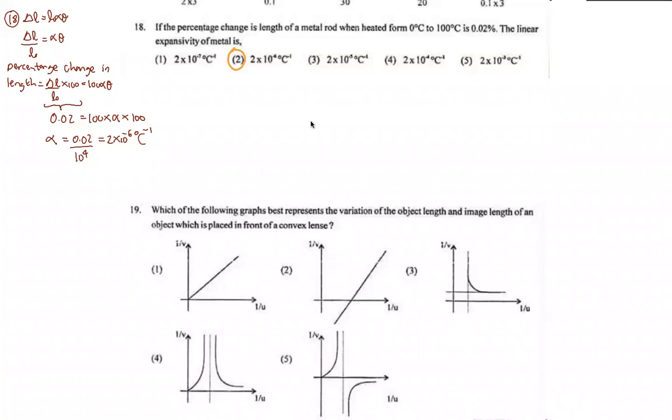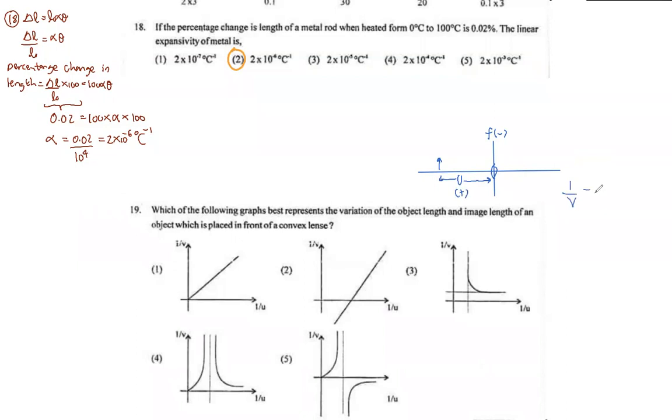1 over v, 1 over u. I don't think it should be a straight line graph, no. It should be a straight line graph. The reason is you have an object in front of a convex lens. So f is going to be a negative value, and you have your object here, and you have a u here. This way, it's positive. Now v can be negative or positive.